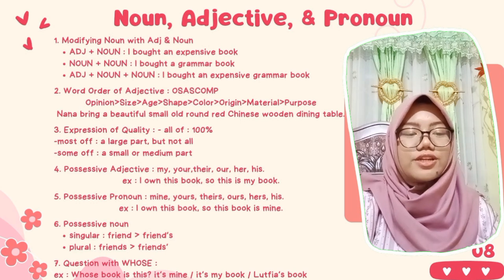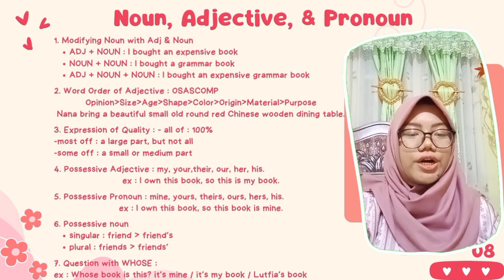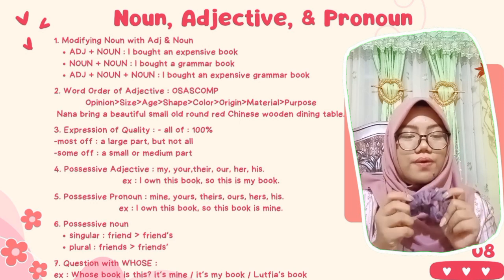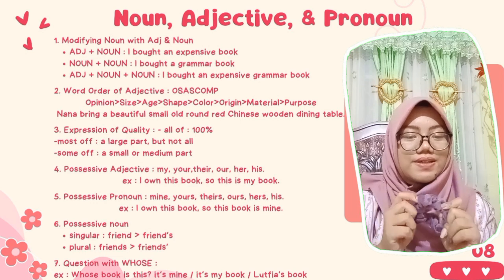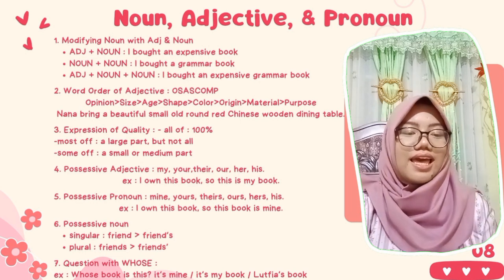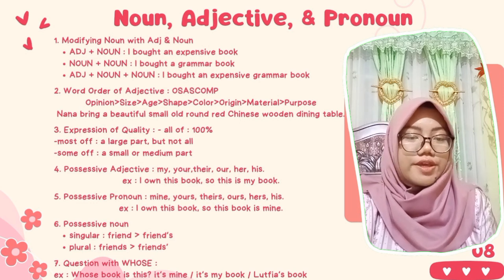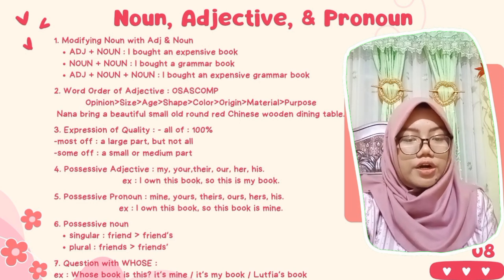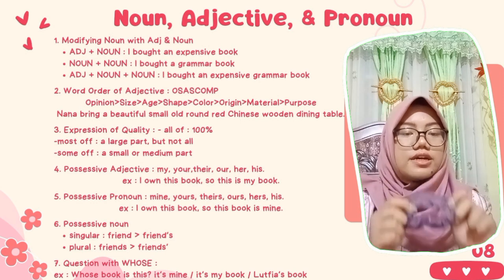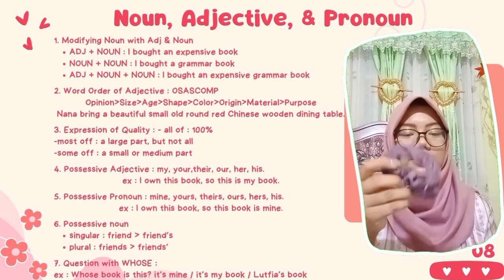And also we learn about possessive adjectives like my, your, their, our, her, his. For example, I own this scrunchie, so this is my scrunchie. And the possessive pronouns like mine, yours, theirs, ours, hers, his. This is her scrunchie. So this is yours.